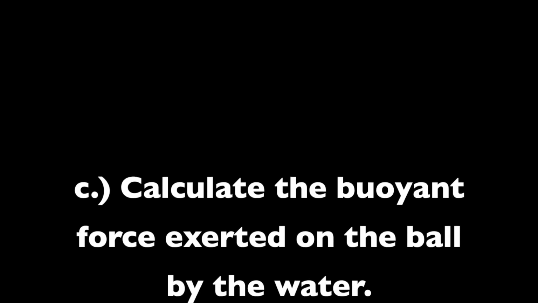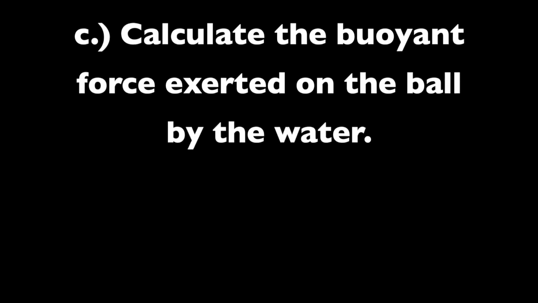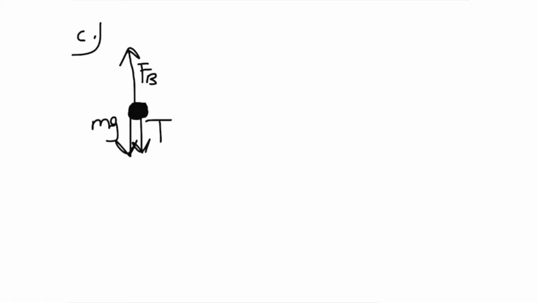Part C. Calculate the buoyant force exerted on the ball by the water. To find the buoyant force acting on the ball, we have to refer to our force diagram from Part B, and we also have to utilize Newton's second law, which states that the sum of the forces equals mass times acceleration. Now we know from the fact that the ball is not moving that acceleration is equal to 0, so we can write that the net force is also equal to 0.